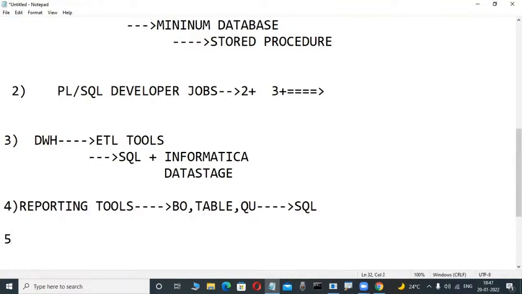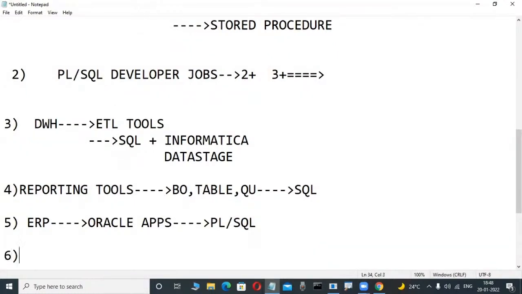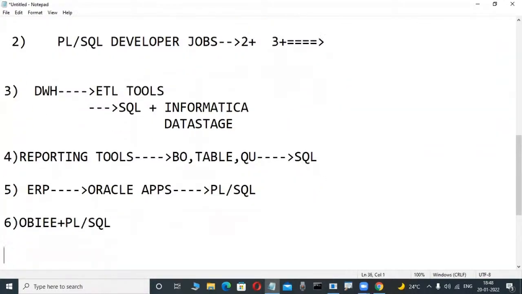Again, some programmers are interested in the ERP side. Oracle Apps is an ERP, same like SAP. Oracle Applications 11i is there. These persons require very good knowledge of PLSQL, so they also learn these courses. Again, OBI programmers are there. OBI is a product, and there are PLSQL jobs with it. Those persons also learn like that.